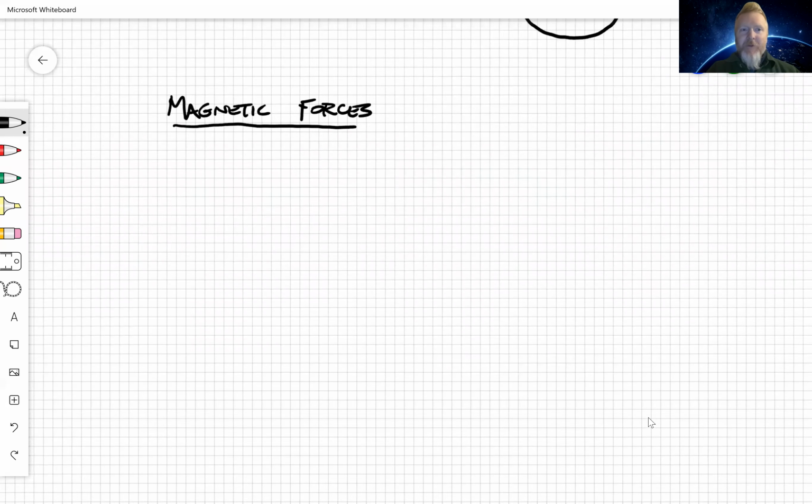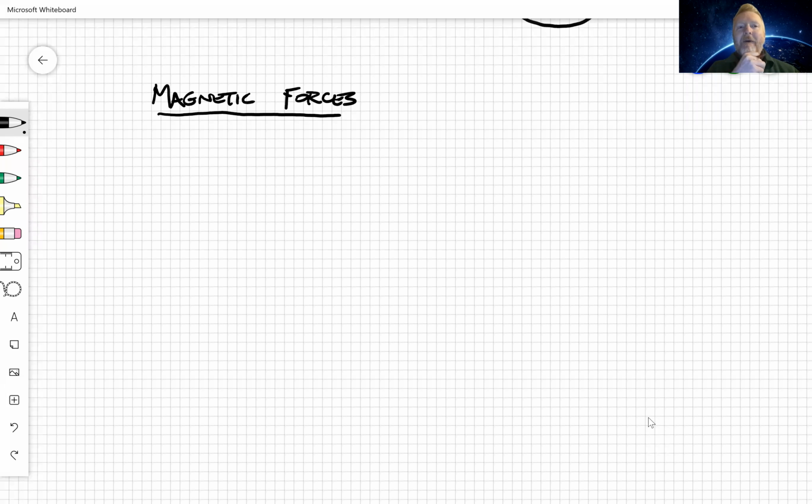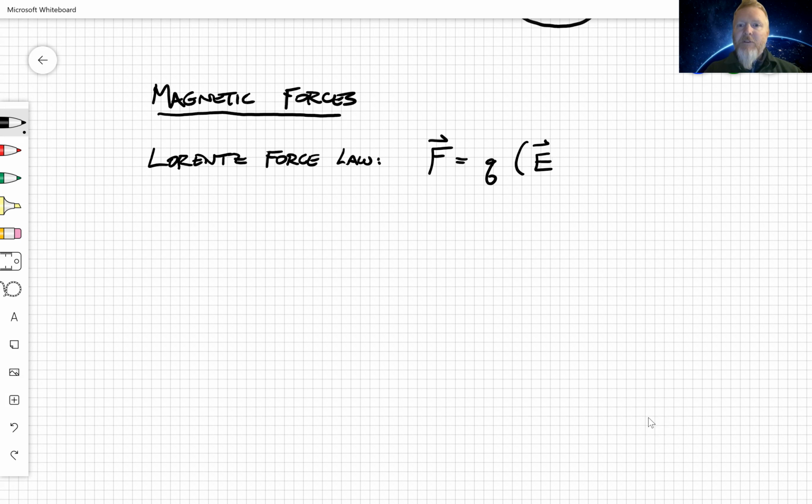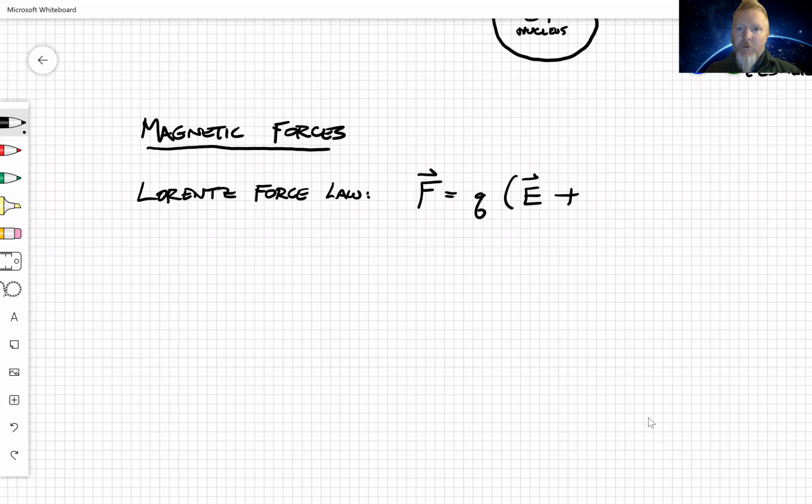For several reasons. So, magnetic forces. Let's talk about magnetic forces. We'll go back to the Lorentz force law here. We are going to finally deal with that other term. Okay, the force, this is an experimentally found law. So this is the charge of the thing, the electric field that the thing is in. And we've dealt with that.